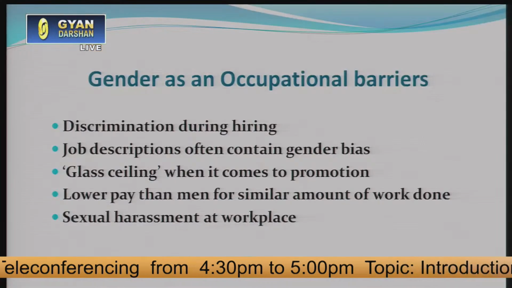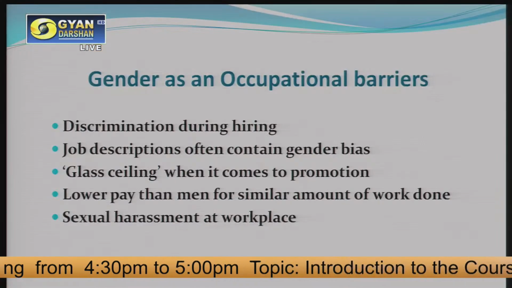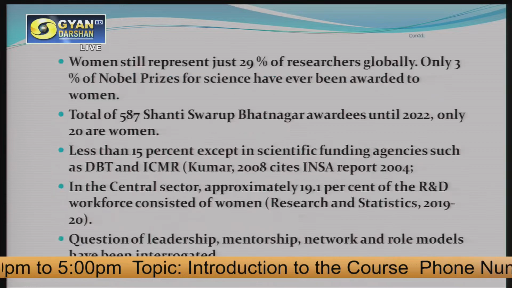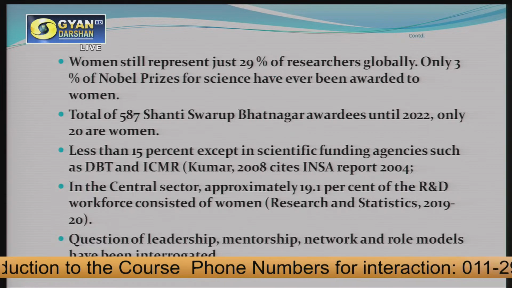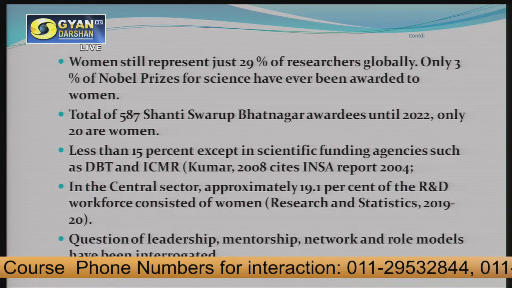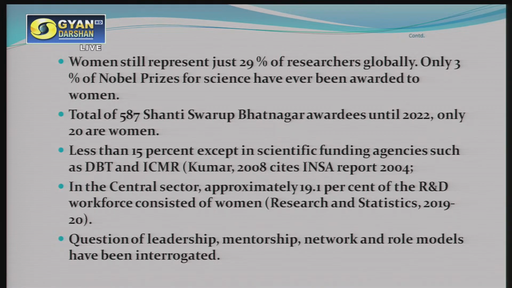So this is quite evident through recent data, and so is sexual harassment at the workplace. So gender is seen as an occupational barrier in pursuing science. You can see through the data that the representation is abysmal or small at the international and national level. Women still represent only 29% of researchers globally.